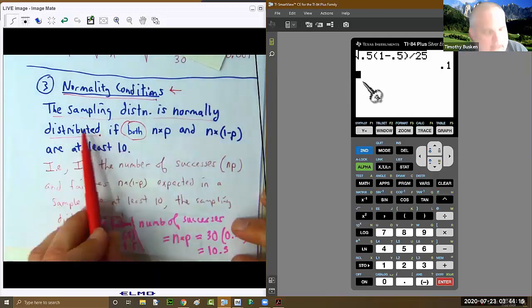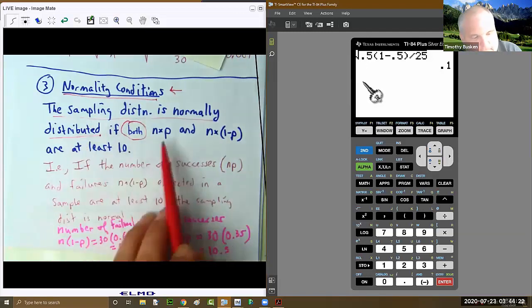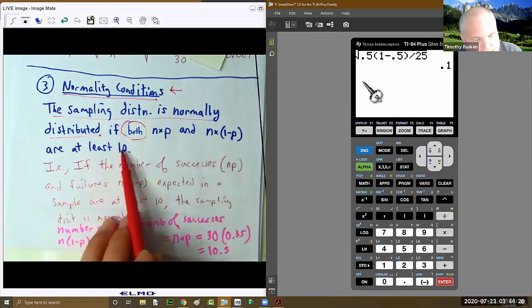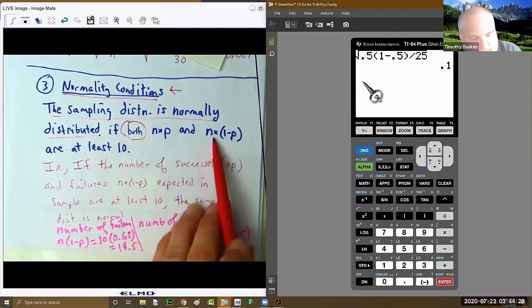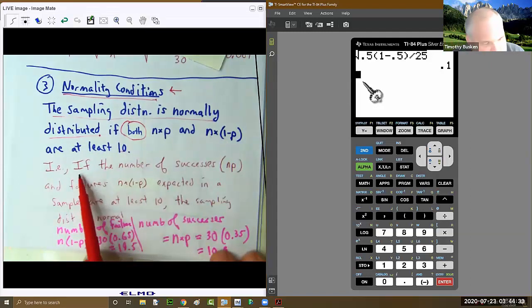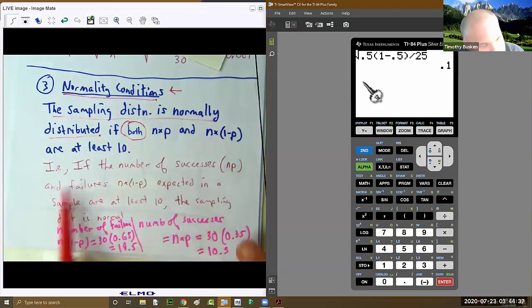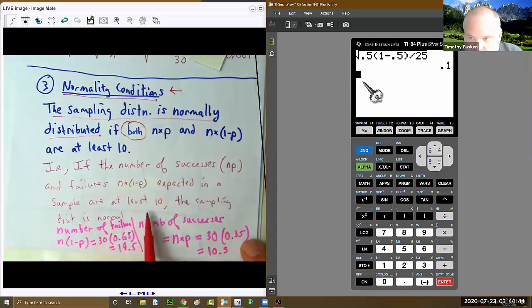So when you go back and look at this normality condition, it says that the sampling distribution is normal if n times p is greater than or equal to 10, and n times 1 minus p is greater than or equal to 10. What that means is that if the number of successes, n times p, and failures, n times 1 minus p, expected in a sample are at least 10, then the sampling distribution is normal.